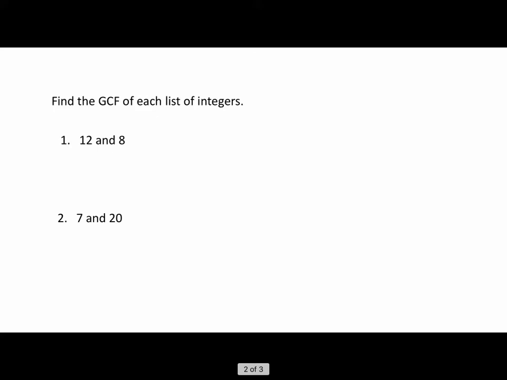So find the GCF of each list of integers. Our first example, we have the numbers 12 and 8. So the first thing that we need to do is prime factorization. So any two factors of 12, say 6 times 2. 2 is a prime factor. 6 is not, because 6 can be factored down to 3 times 2. So now I have the factored form of 12. 3 times 2 times 2.